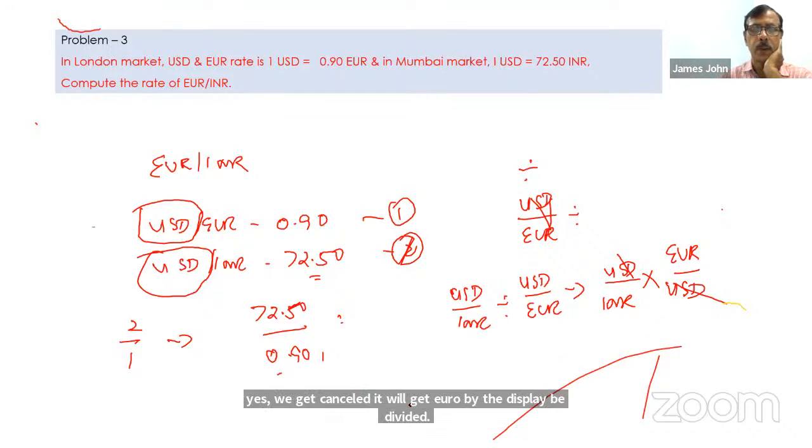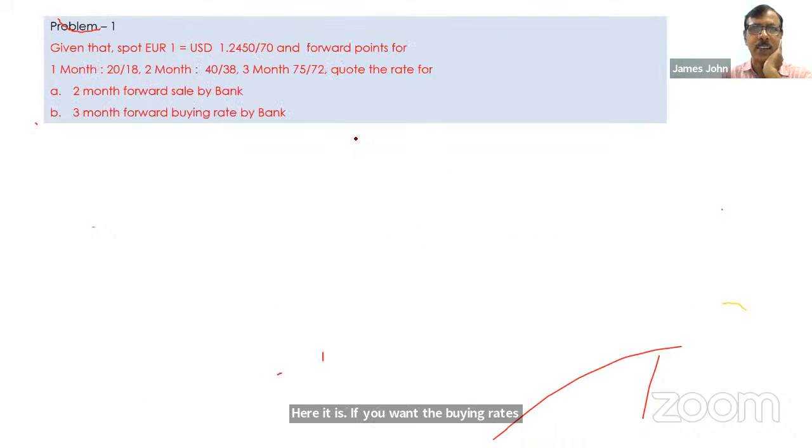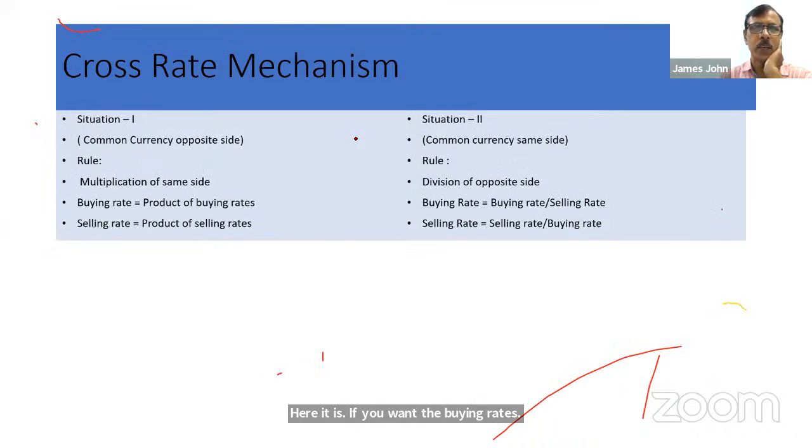Sir, same question, the buying rate and selling rate separately. If you want the buying rate, I will go for this cross rate mechanism. This is the rule. Situation 1, the rule is multiplication of same side. And situation 2, common currency on the same side, it is division of opposite side. That means if you want the buying rate, it is buying rate divided by selling rate. If it is the selling rate, it is selling rate by buying rate.